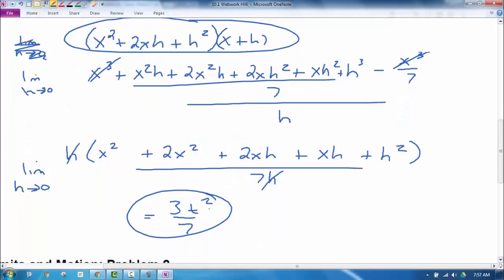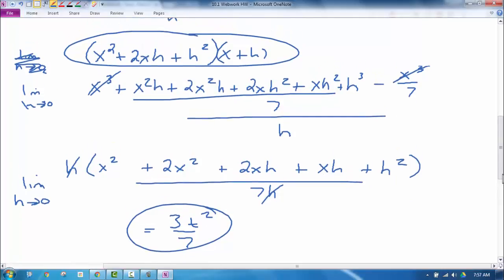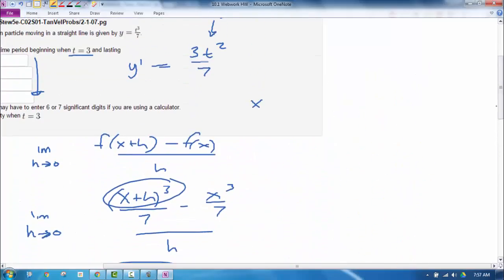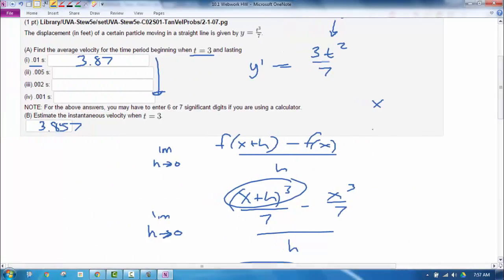There's the derivative using the definition of derivative, which is a lot of algebra and a lot harder. The power rule is going to be a shortcut, but I do want to make sure you know how to use the definition of derivative as well.